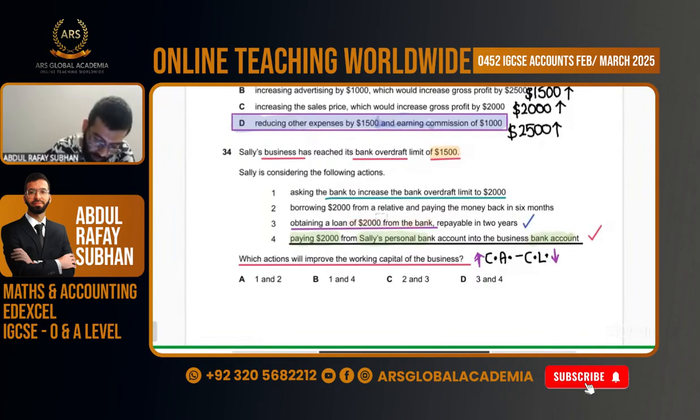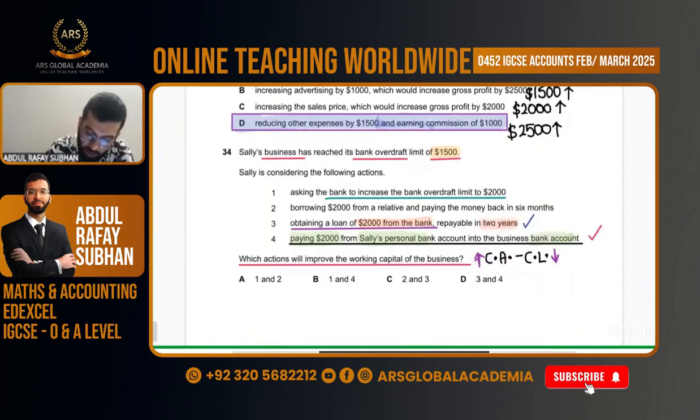If you are obtaining a loan which will have to be repaid a bit later, that will also improve it. I know non-current liability is definite. Loan is definitely a non-current liability, but if you are getting a loan from the bank, it means the bank is lending you money, $2,000. That is money coming into the business.